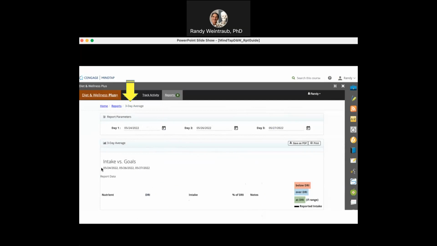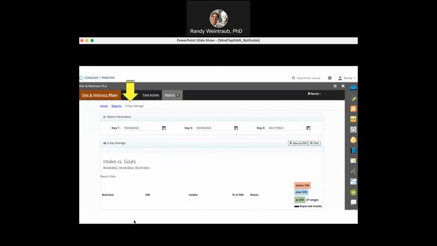Here's an example right here, intake versus goals. So what are the goals? The goals at this point, if you didn't put in any specific goals, come from the profile you set up initially. That was the first step. You gave the profile your name, your weight, your height, your age, your activity level generally, and there were a few other questions.